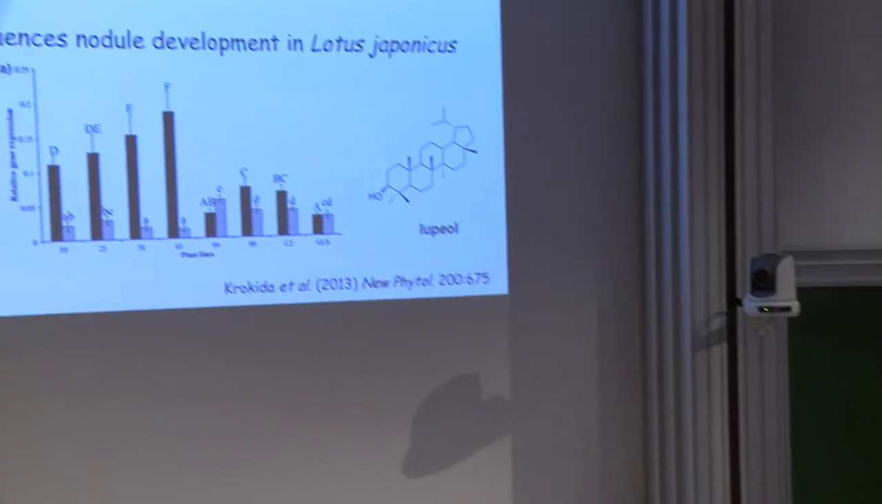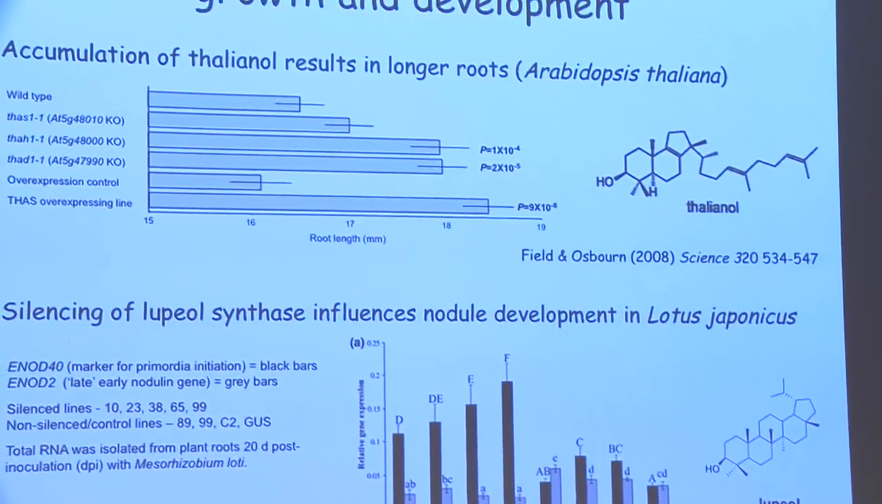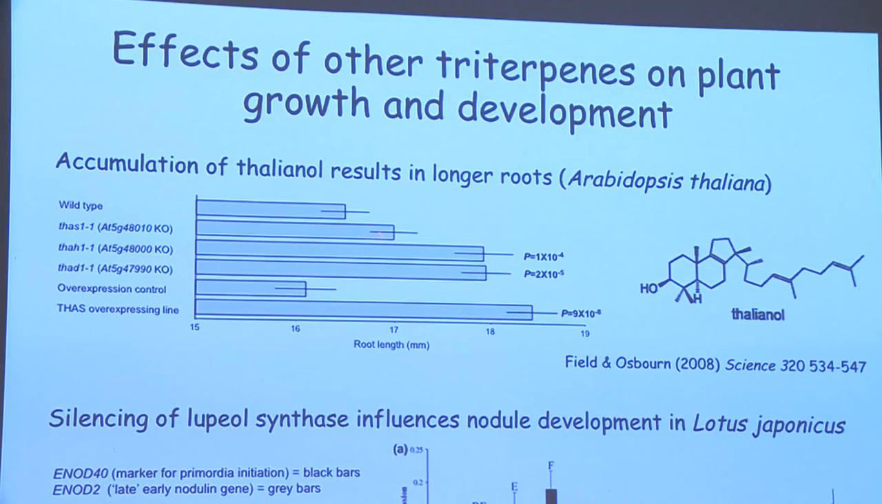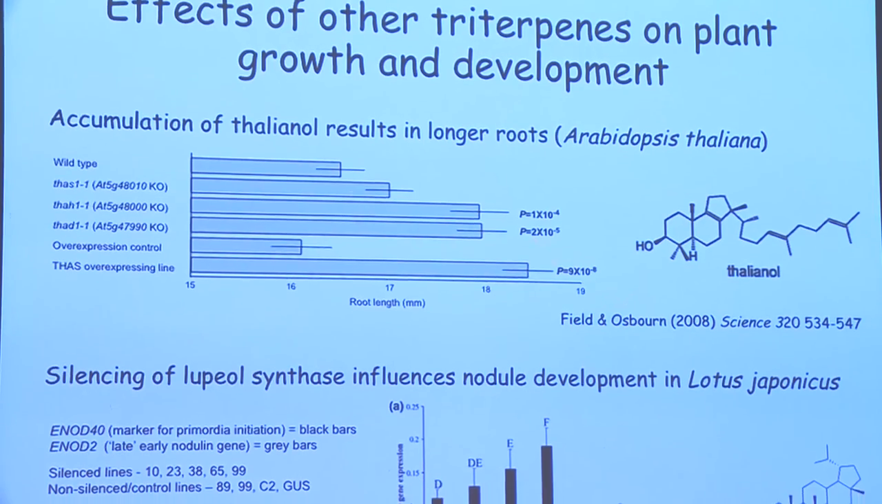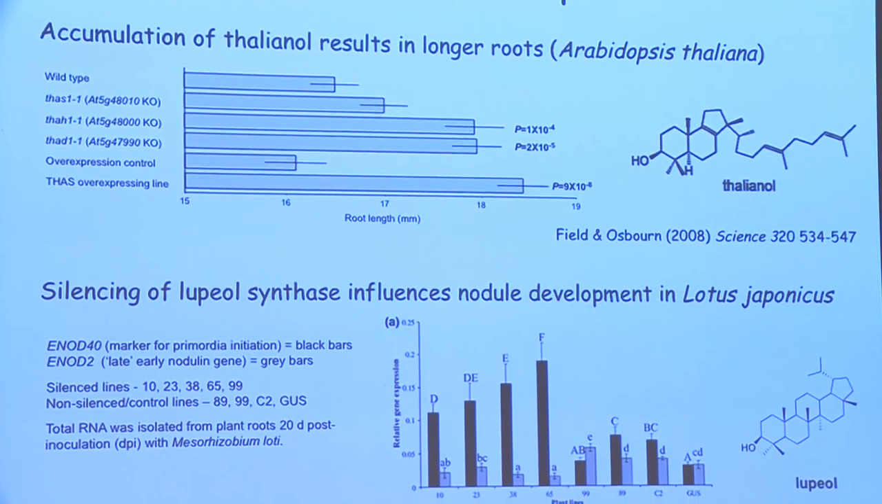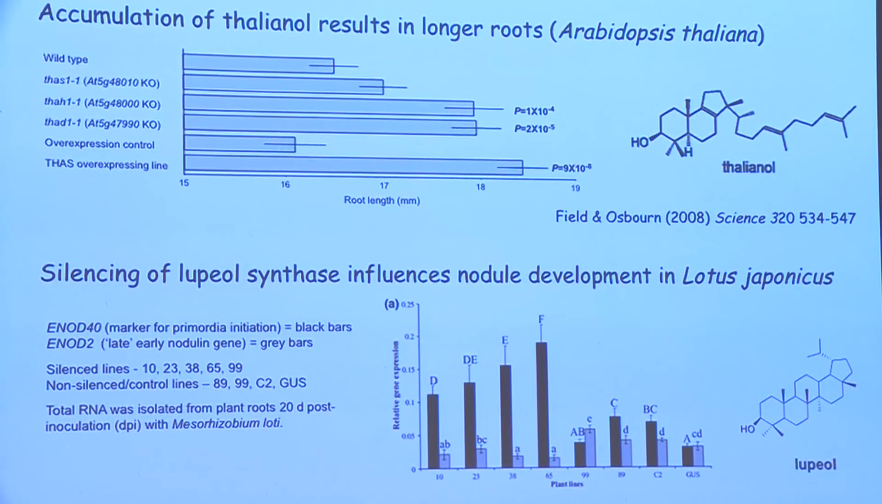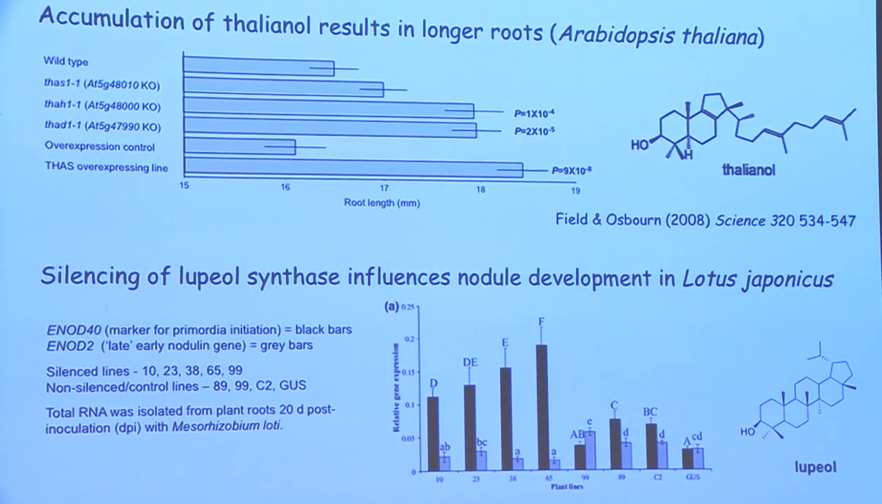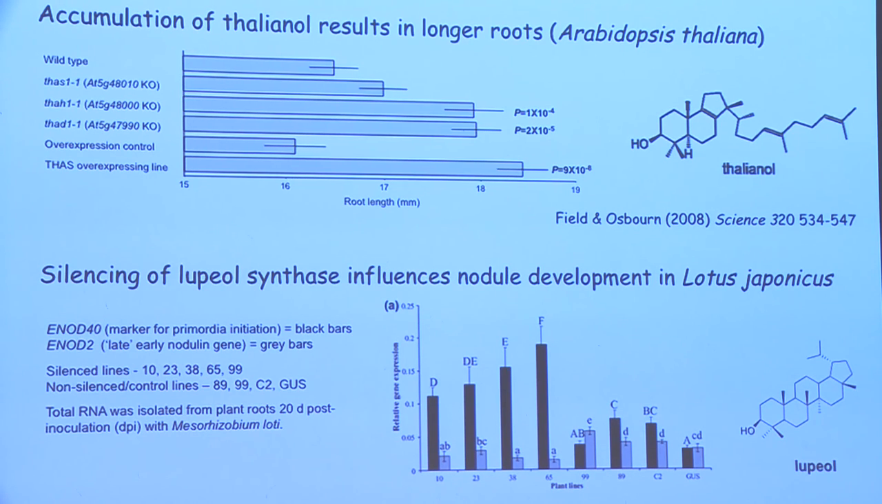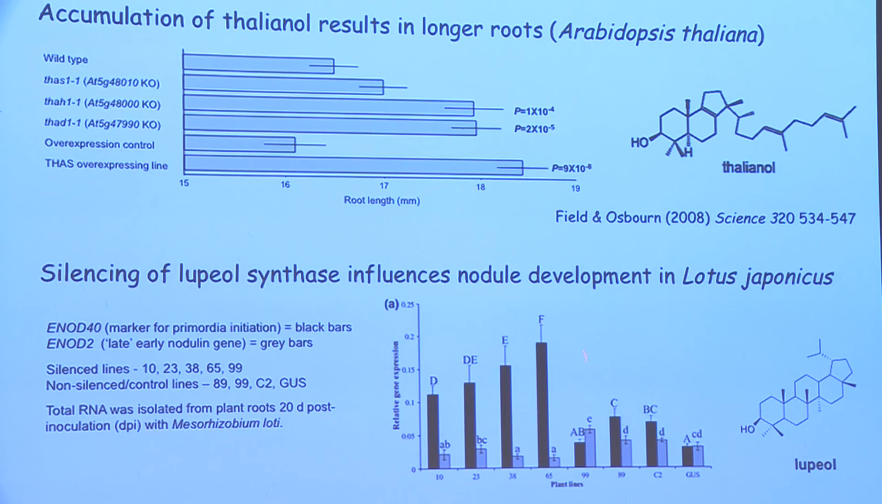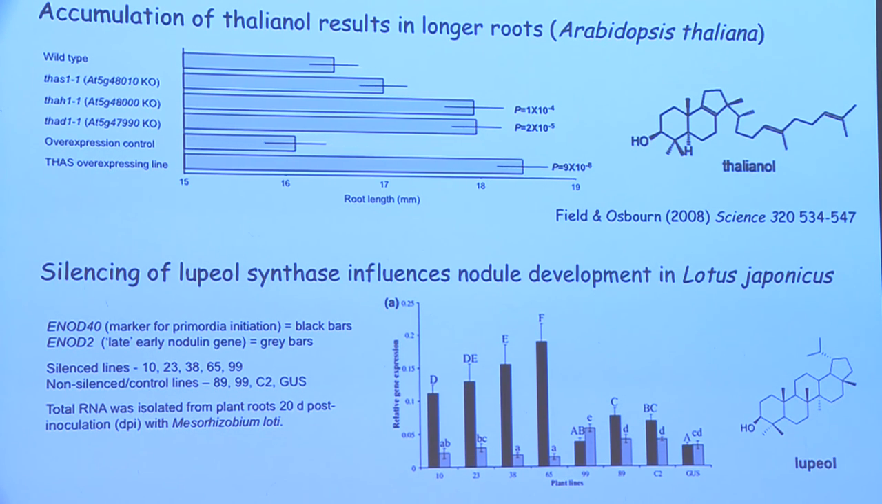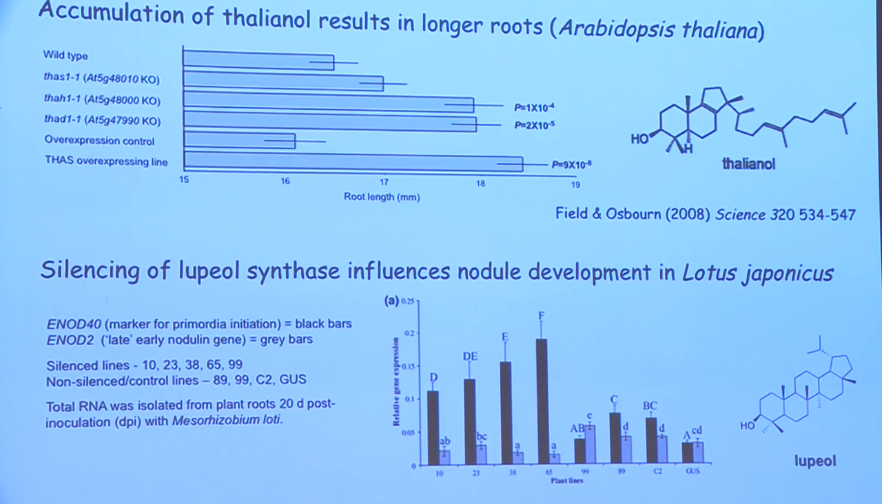As an aside, we also see interesting, more subtle effects with other situations as well. So, for example, I've shown you about toxic effects with the thalianol pathway in Arabidopsis, but we also see some more subtle effects where if we accumulate elevated levels of thalianol in the roots, we actually see longer roots. If you want to make longer roots and make a fitter plant, that's quite a useful thing to know about. And in legumes, which form symbiosis with nitrogen-fixing bacteria, there is a different triterpene called lupiol, and there is a lupiol synthase that is expressed in nodules. And when we silence it, we see a window of clearly elevated nodule formation. So lupiol appears to be suppressing nodule formation.